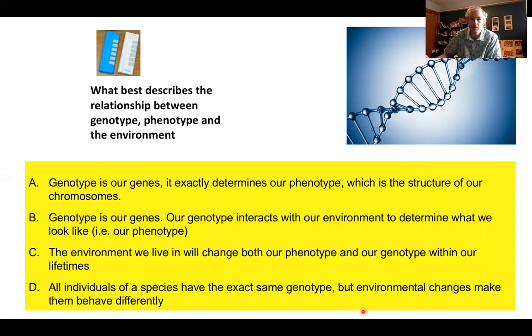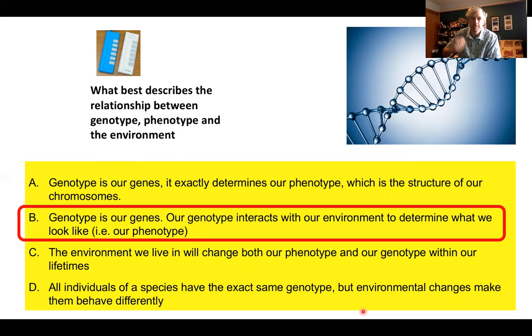Okay, so the correct answer is B. Genotype is our genes. Our genotype interacts with our environment to determine what we look like, which is our phenotype. Interestingly, answer C, that the environment we live in will change both our phenotype and our genotype within our lifetimes, used to actually be thought of as a valid scientific hypothesis. People didn't know what genes were, but they thought that the characteristics and the mechanism that determines an organism would change within its lifetime. It was known as Lamarckism, but that's a bit of an aside.